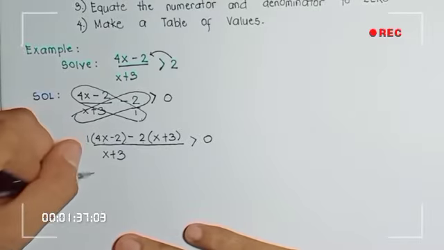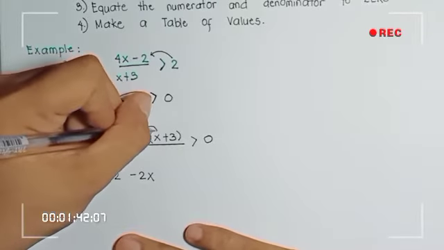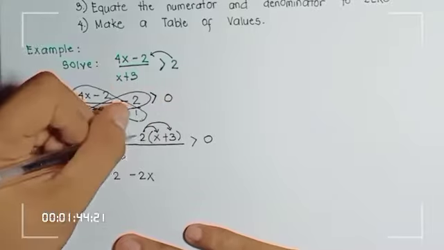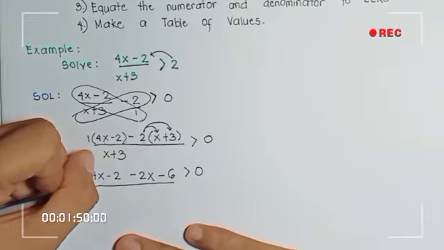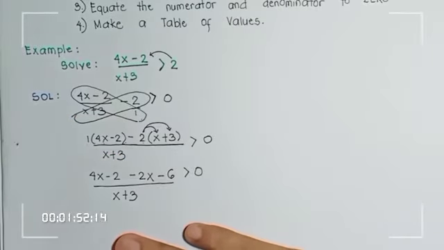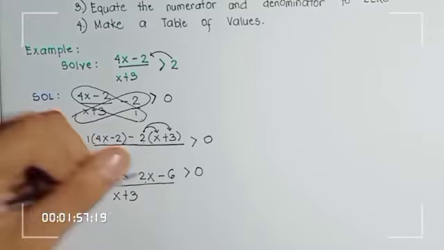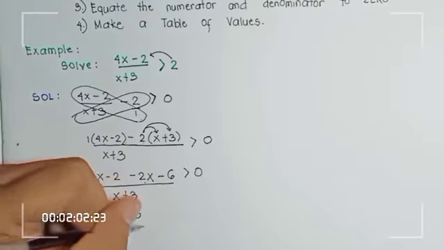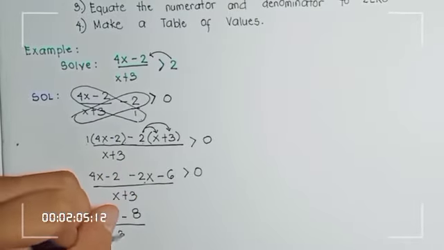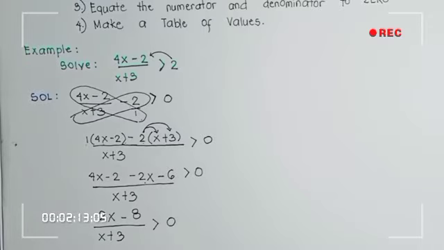It is called butterfly method because of the technique that the numerator of the second fraction is multiplied to the numerator of the first fraction. And then the denominator of the first fraction multiplied to the numerator of the first fraction. So simplifying, we have 4x − 2 − 2x − 6. We just simply distributed 2 to the quantity of x + 3. Therefore, we have 4x − 2x, we have 2x, and then negative 2 minus 6, we have negative 8. Over x + 3 is greater than 0.